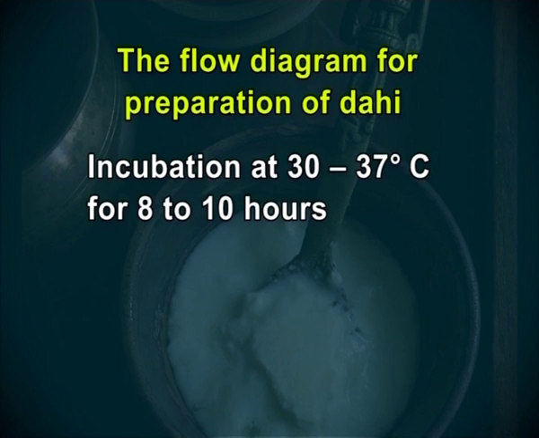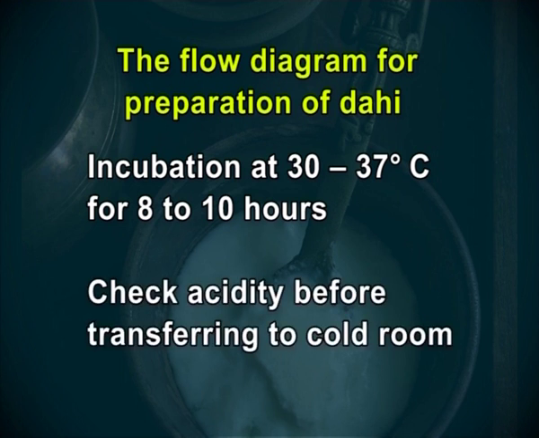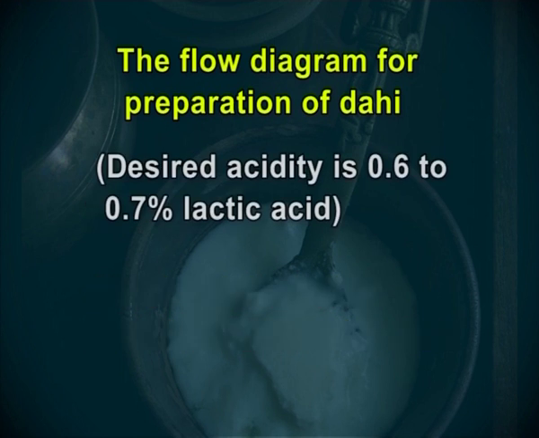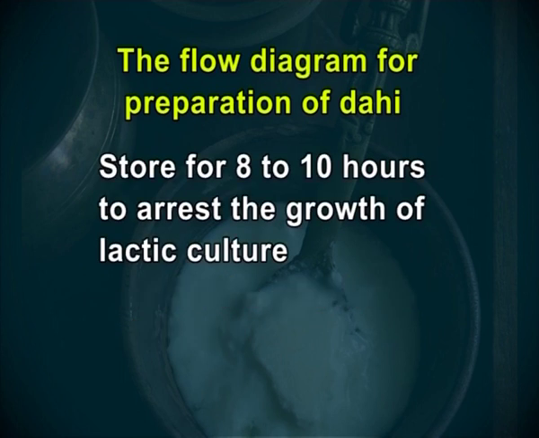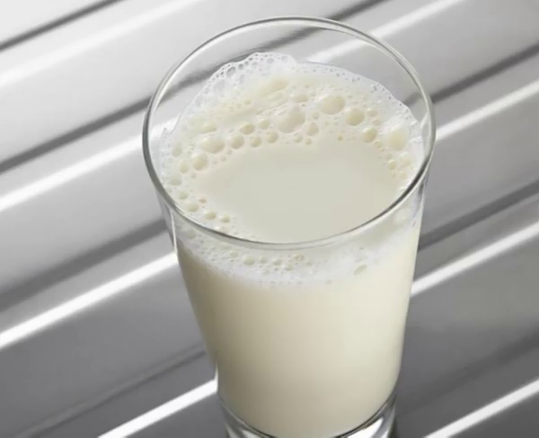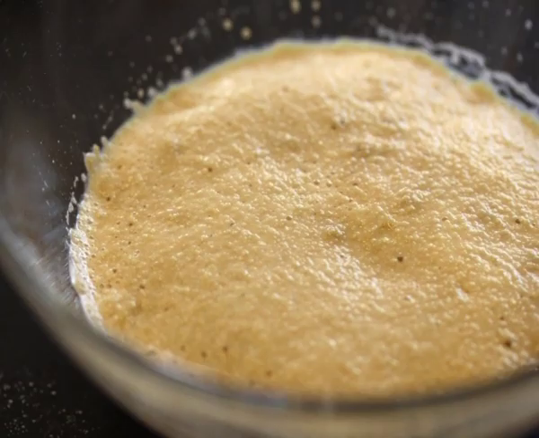incubation at 30 to 37 degrees centigrade for 8 to 10 hours. Check acidity before transferring to cold room. That is, desired acidity is 0.6 to 0.7% lactic acid. Transfer the pouches to cold room. Store for 8 to 10 hours to arrest the growth of lactic culture. Distribution.